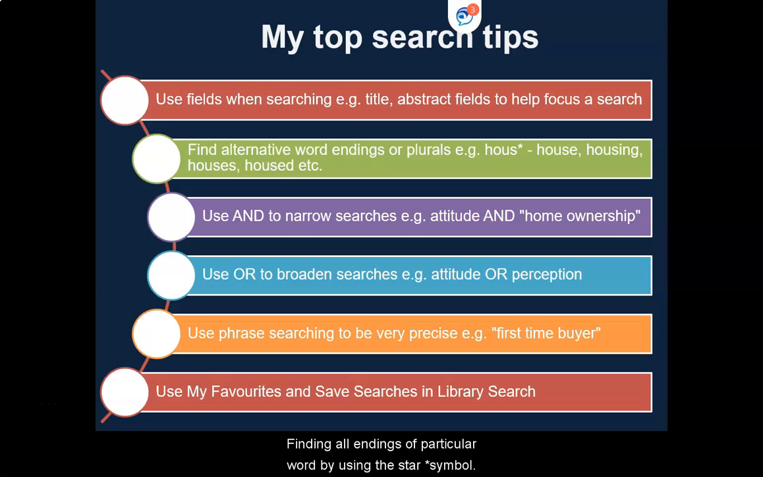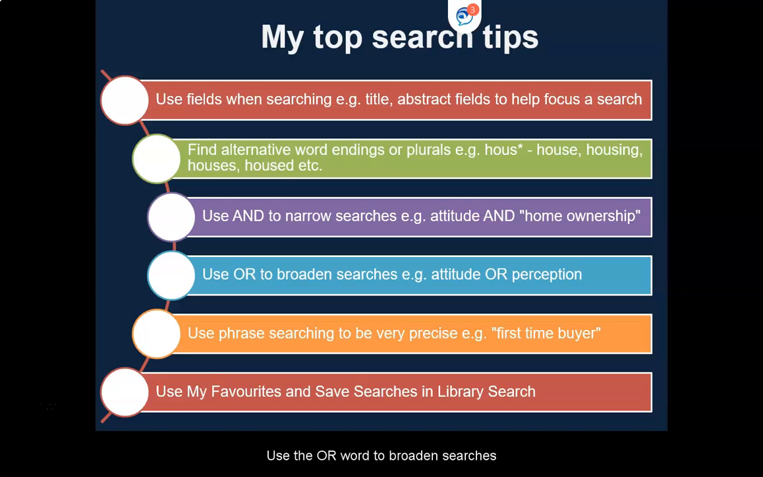Find all endings of a particular word by using the star symbol. For example, H-O-U-S with the star will find house, houses, housing, and housed. Use "and" to narrow your searches. For example, attitude and home ownership. Both terms need to appear.